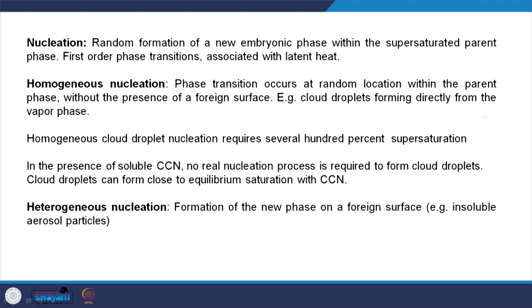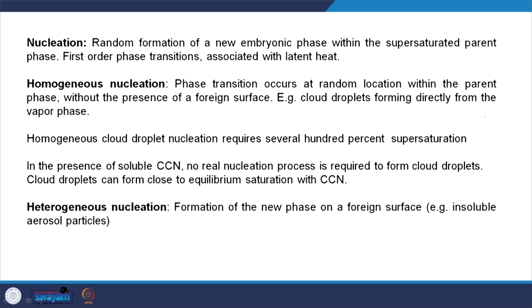Directly from the vapor phase without the aid of any other foreign substance. Homogeneous cloud droplet nucleation requires several 100% supersaturation. So generally we always take it to the point of 100%, then we expect saturation, and then we expect condensation, then the droplets, right. So in the presence of a soluble cloud condensation nuclei, no real nucleation process is required to form cloud droplets. And cloud droplets can form close to equilibrium saturation with the help of cloud condensation nuclei.